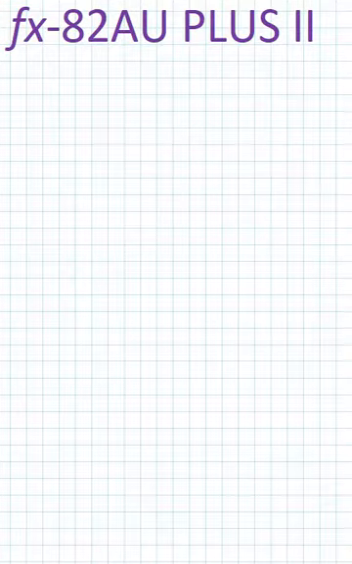Hi, in this video I will show you some basic features on a Casio calculator. The model is FX82AU Plus 2. If you haven't got this exact model, you may have a Casio FX82AU without the Plus 2. Technically, everything else should be pretty similar.